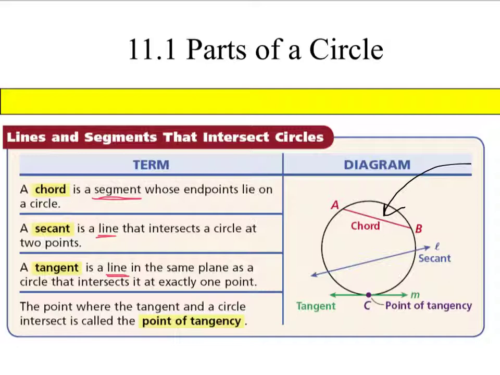That point is called the point of tangency. The point of tangency. So on that graph, notice we have the tangent is known as line M, but C is our point of tangency. All right? Sweet.